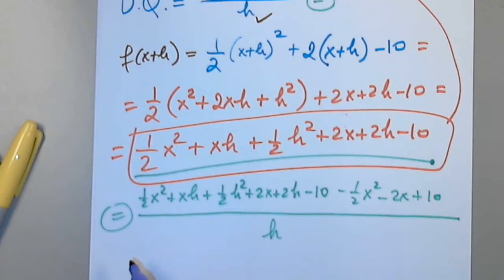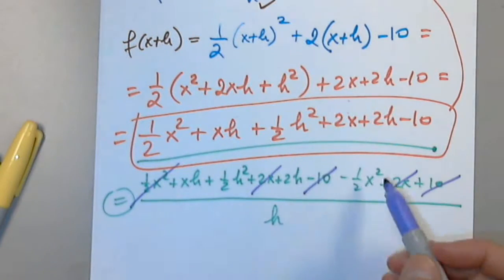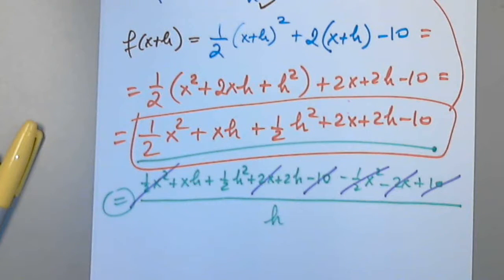Yes, you can. The 2x there and the negative 2x there, and both 10s. Oh, and the 1/2 x squared. As you see, all these are opposite terms. They add up to 0, right? So how many terms are left at the top?